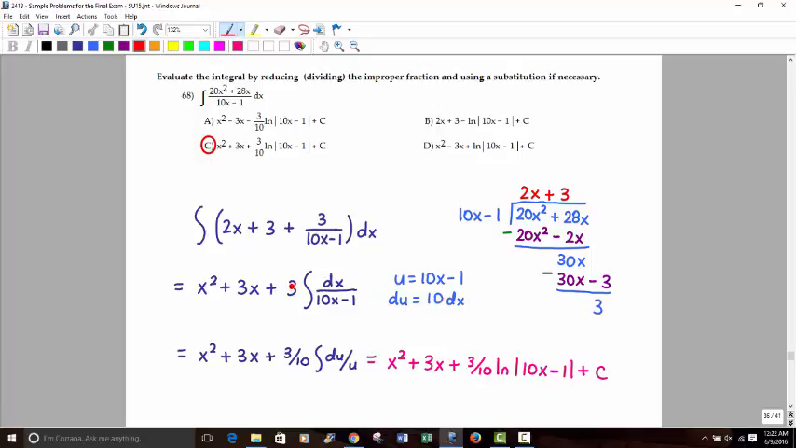So if I pull the 3 out and then pull out the 1 over 10, that would give me 3 over 10. And I have du over u. So that gives me natural log of u. So it'd be x squared plus 3x plus 3/10 natural log of 10x minus 1 plus c. So there it is, answer C.